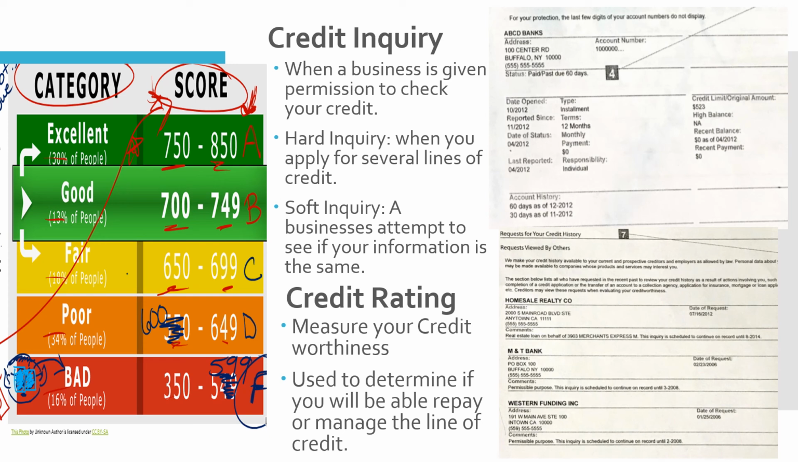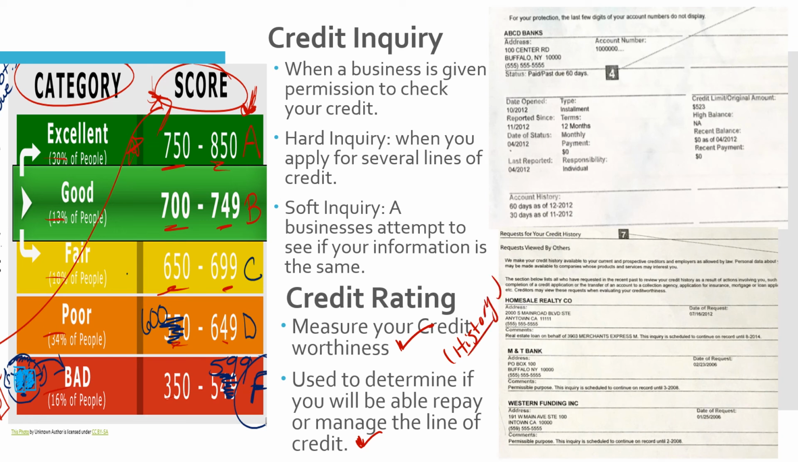Basically, your credit rating will be indicated by A through F. It determines your credit worthiness, we know that, and it determines if you'll be able to repay it, basically, if they should trust you. And your credit rating, remember, is always going to be based on your history. So remember, history is important.